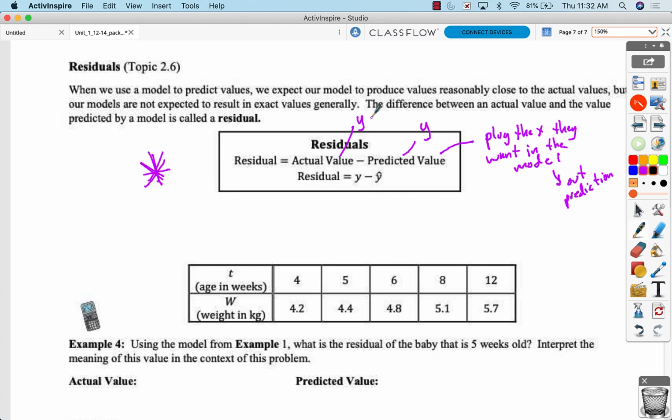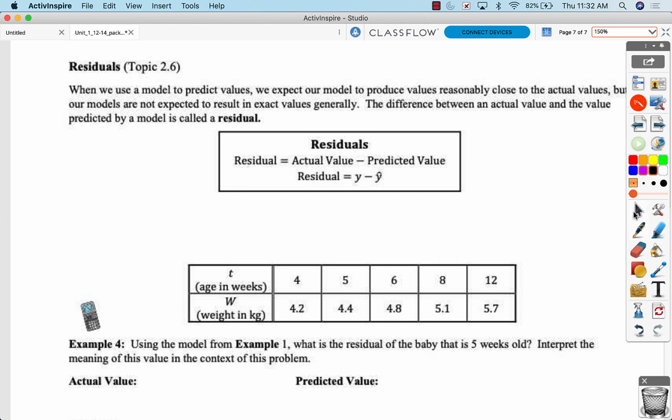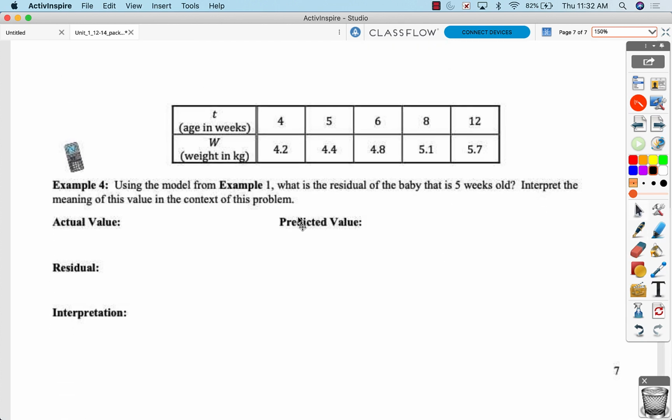Okay, what's the actual value? This was data that was collected. So we know this already. There's no calculation. See, these are all your actual y's. How do you know? Because we weighed them. That's the real data. Those are your actual values. Okay, so let me show you how to find a residual. Super straightforward. Using the model from example 1, what is the residual of a baby that is 5 weeks old? Interpret the meaning of the value in the context of this question.